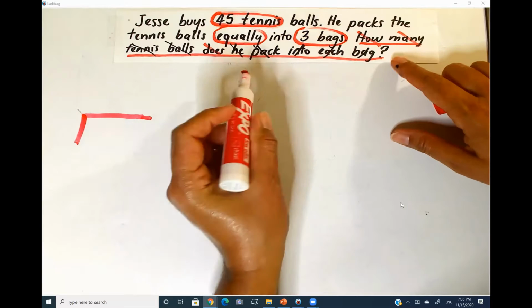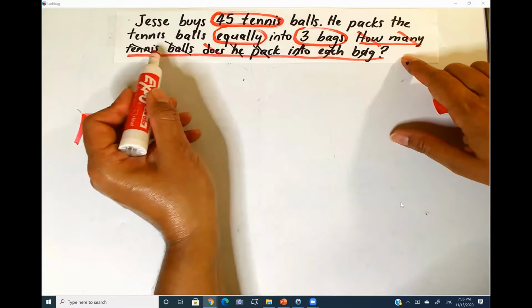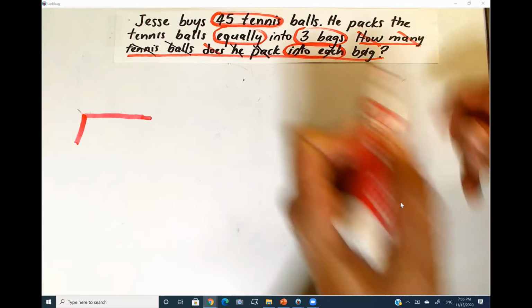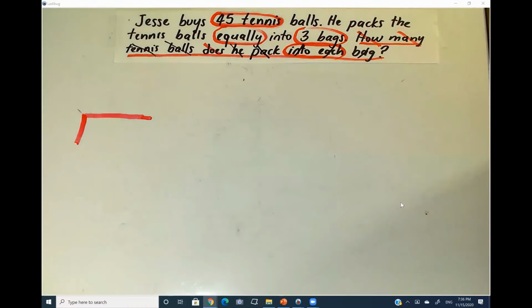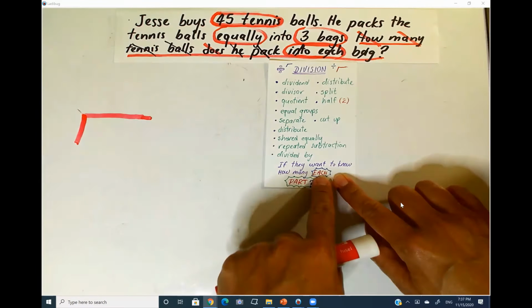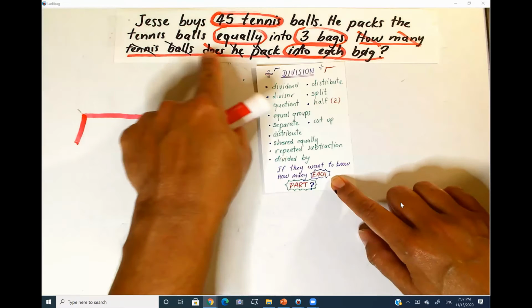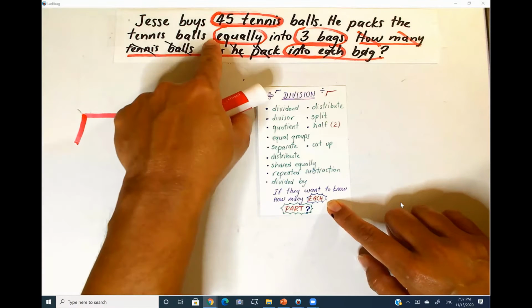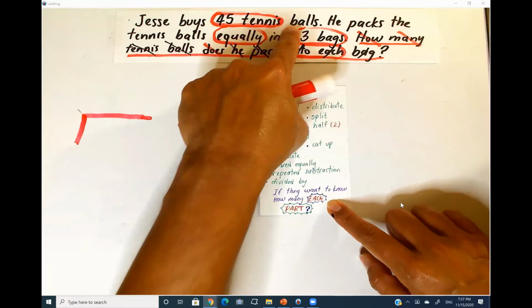Now, because here they're asking us how many tennis balls into each bag, because we don't know how many in each, that means, remember, if they don't know how many into each bag, then that's going to signal to me it's division, and because I'm making 3 equal groups.